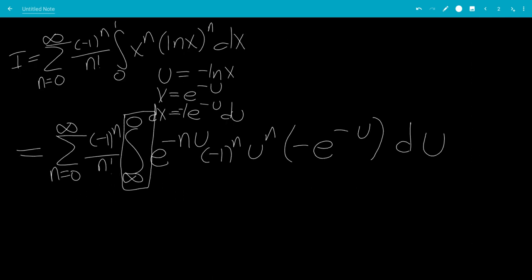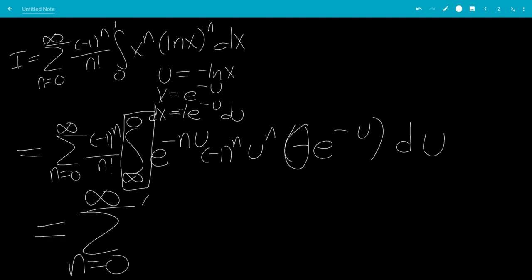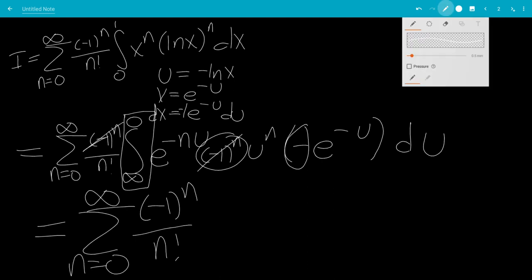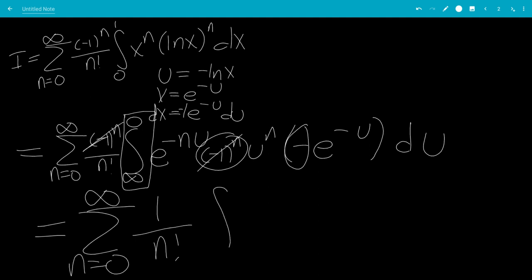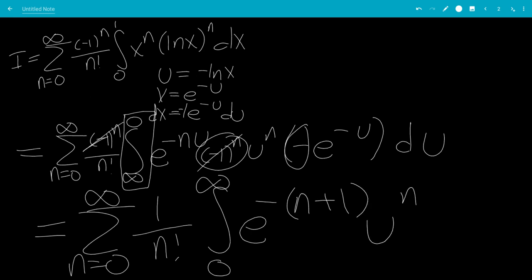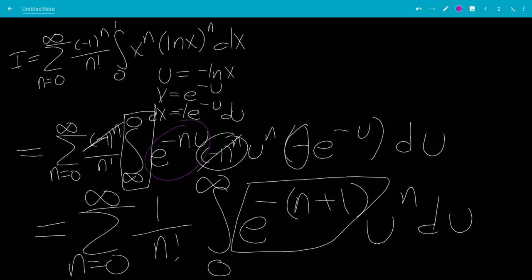This integral and the negative can combine to redo the bounds to be opposite, so this negative 1 to the n and this negative 1 to the n will cancel because that's negative 1 to the 2n, so we don't have to rewrite it again. So this will just be 1 over n factorial integral from, we're going to switch the order, so this will be 0 to infinity. We're going to factor out negative u, so we're left with n plus 1, and then we have u to the n du. So this term comes from this and this combining.